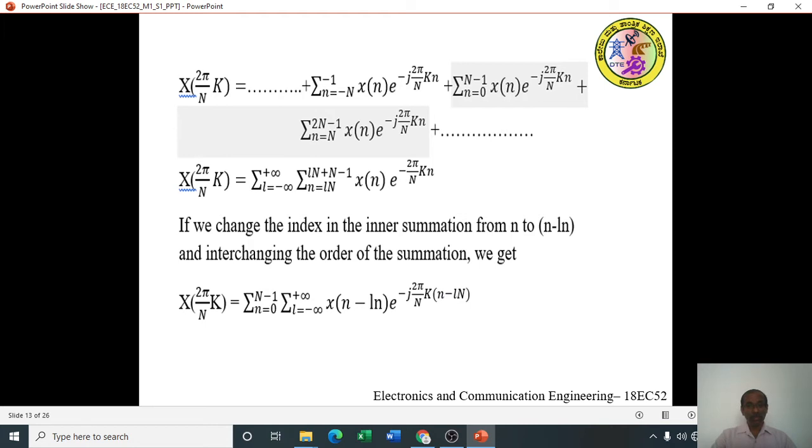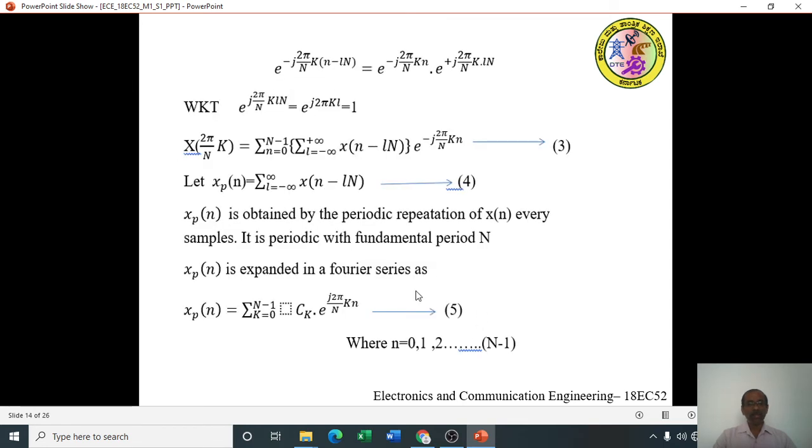This term looks like the last term, e power a minus b. This e power a minus b can be written as e power a into e power b. So I can split this e power a minus b as e power a into e power b. Now observe the second term. This is e power j 2 pi by n into k into ln.